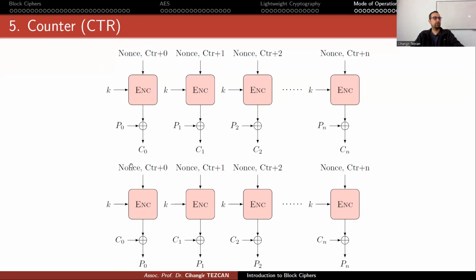Nonce is not secret, of course. For that communication, you say that this is the nonce, and you use that nonce with the counter. So these are not secret. But then the secret thing is the secret key. You obtain this value and XOR it with the ciphertext block and obtain the plain text block.